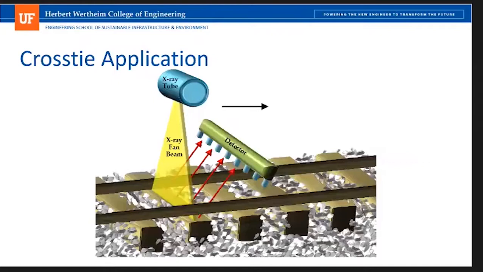So this is another material or application where in situ you can't access the other side to place a detector on the other side of the crossties. So this is previous research looking at that fan beam passing over the crossties and then being picked up by a detector within the two rails, in between the gauge.